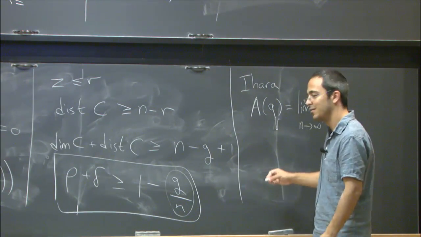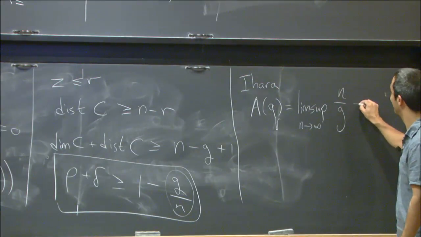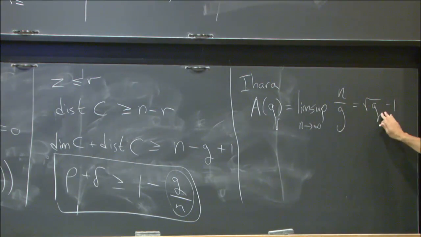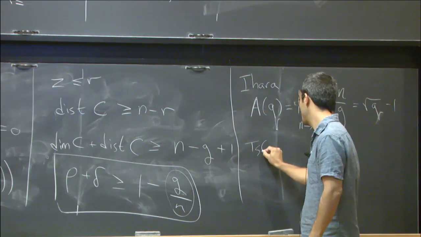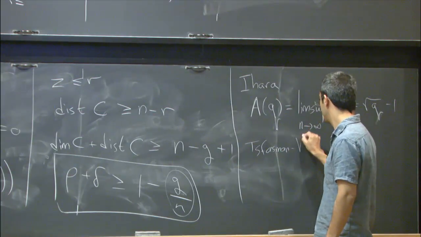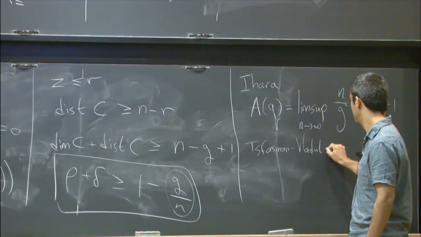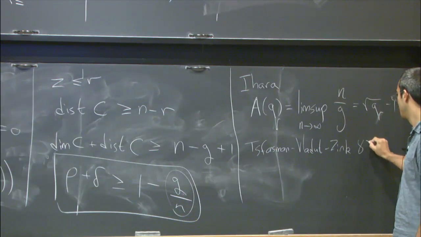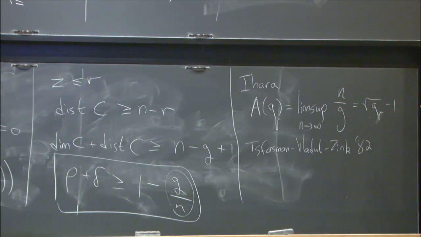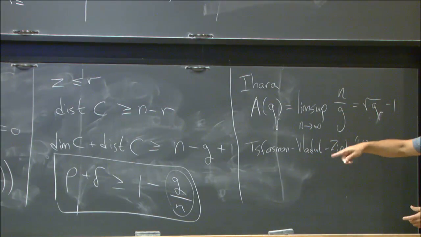There was this, supposedly, square root. Right. Yes. So you're right. So this is exactly square root q minus 1, which gives you what I talked about. And this was discovered by Tsfasman, Vladut, Zink, from 82. They proved that using modular curves, it was non-constructive. They just showed that it exists. So they proved the lower bound.